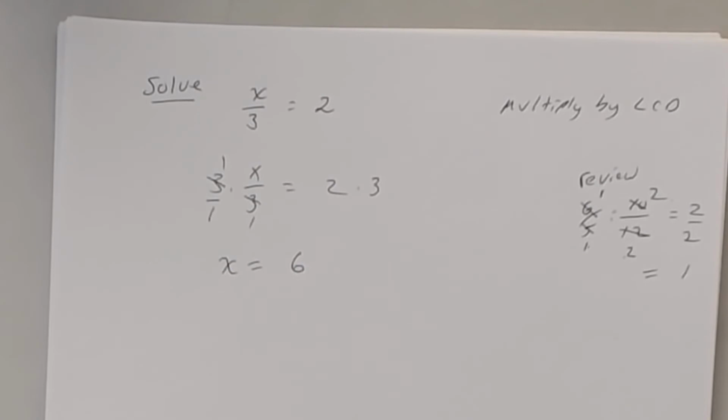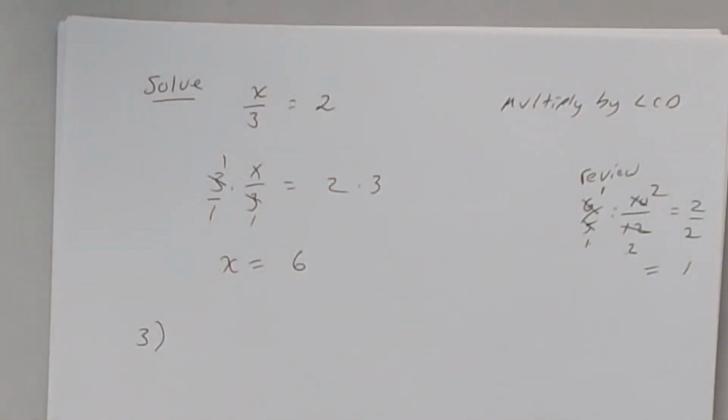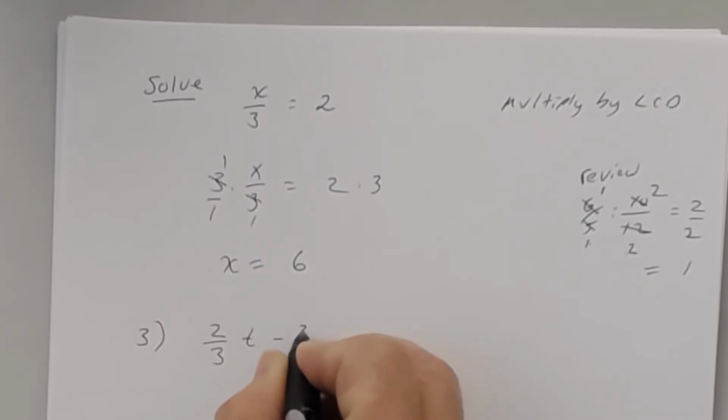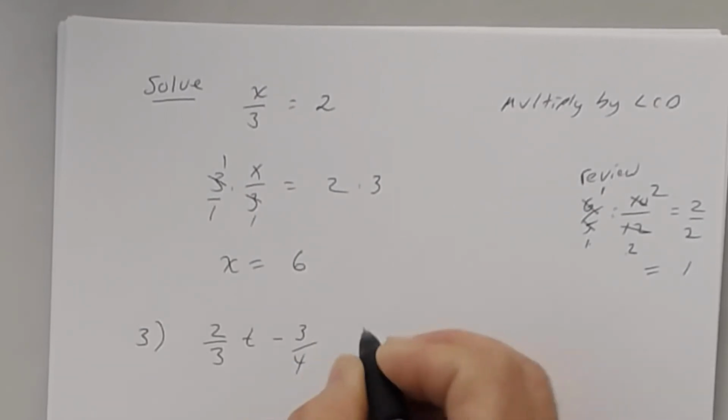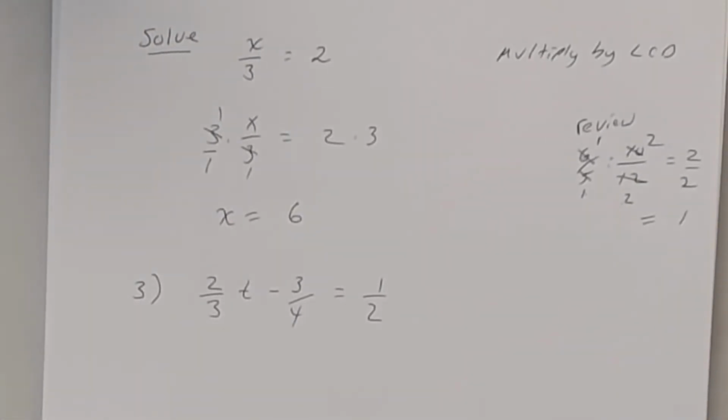Okay? So that's going to take us to this one now. So I'm going to go ahead and write this as number 3. Number 3. So go ahead and write this down. This is number 3. So let's say we had 2/3 t minus 3/4 equals a half. So 2/3 t minus 3/4 equals a half.